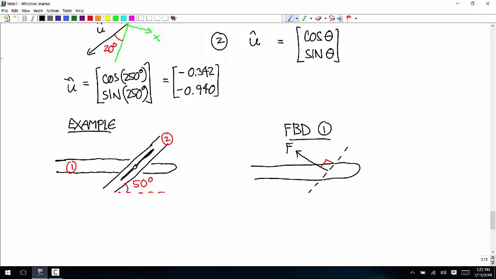So what we have to do in order to get that is to be able to represent this unit vector in components in our coordinate system. And let's say we're using a standard coordinate system.